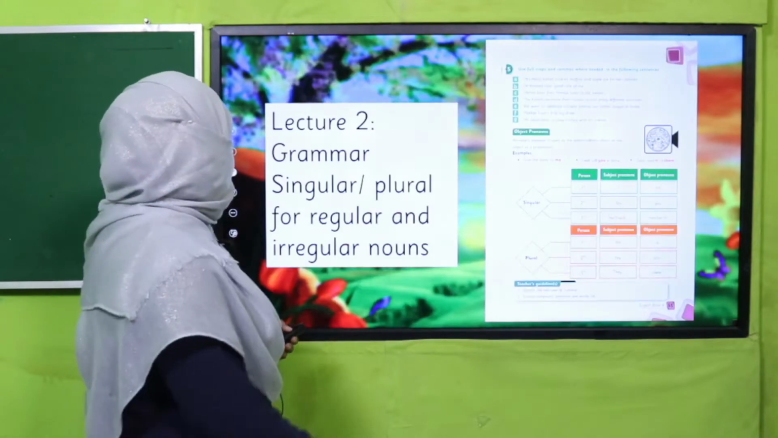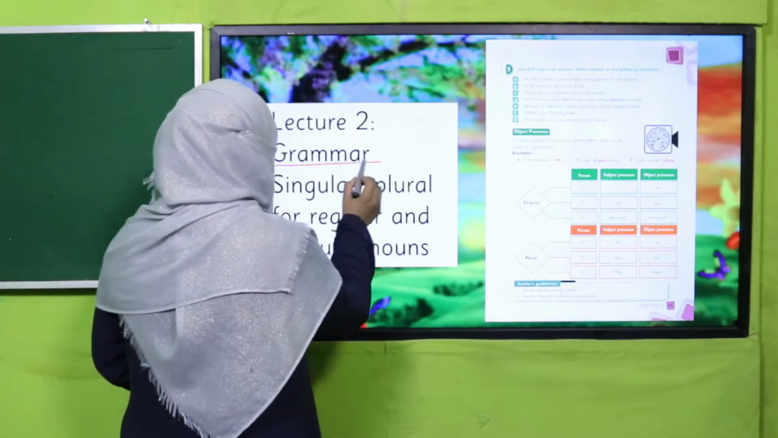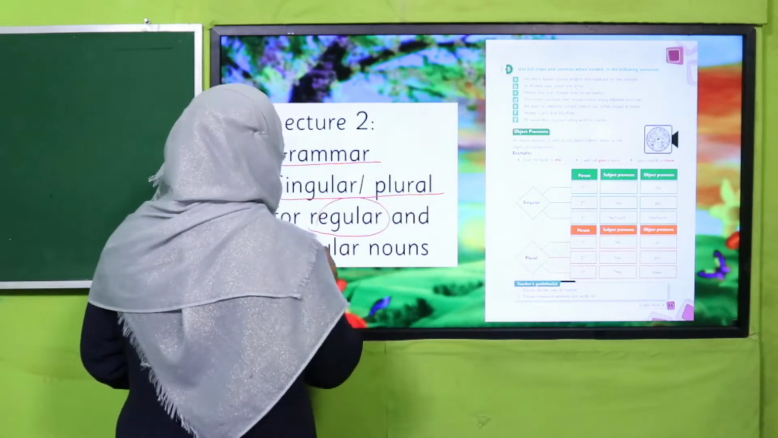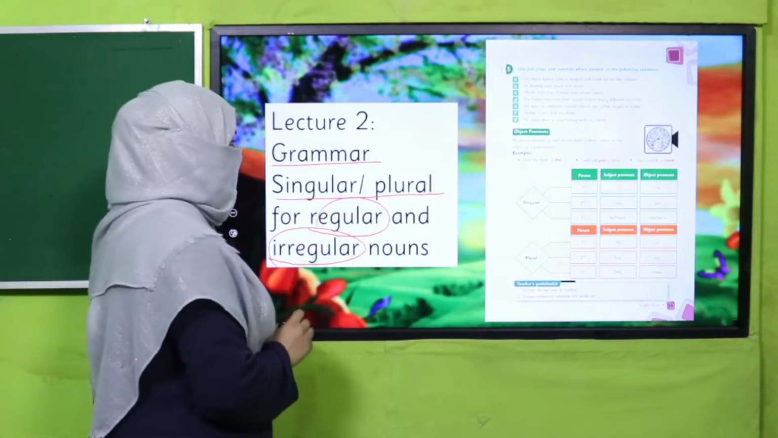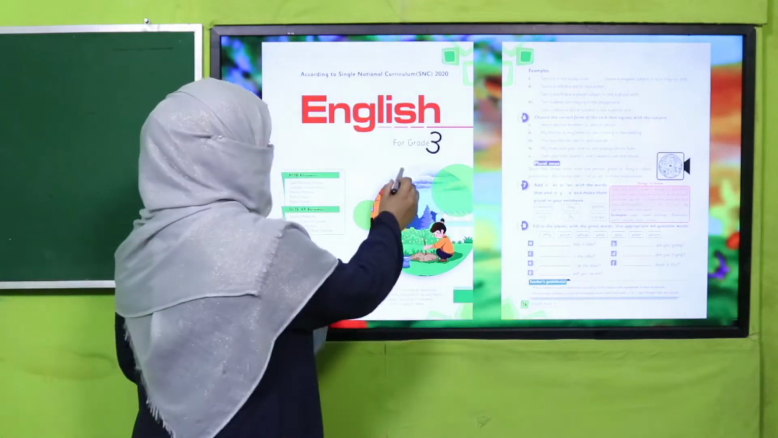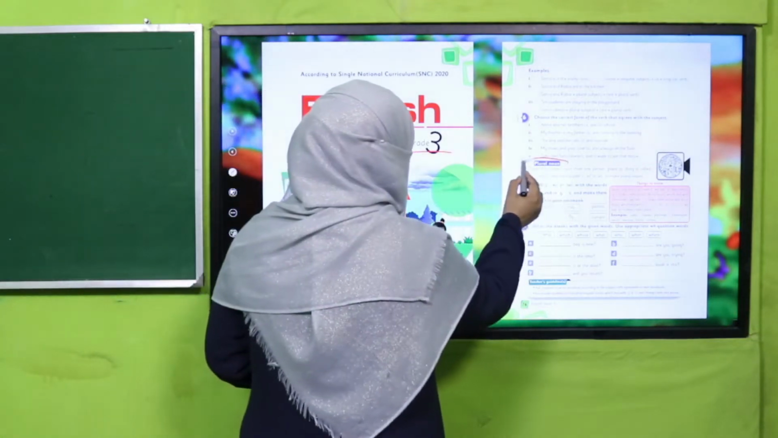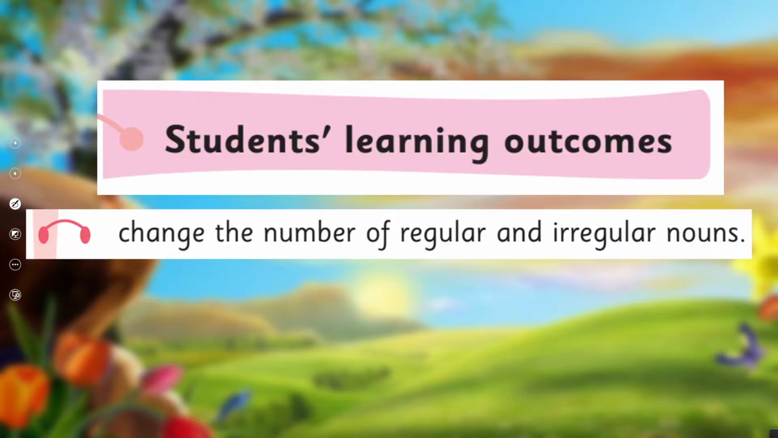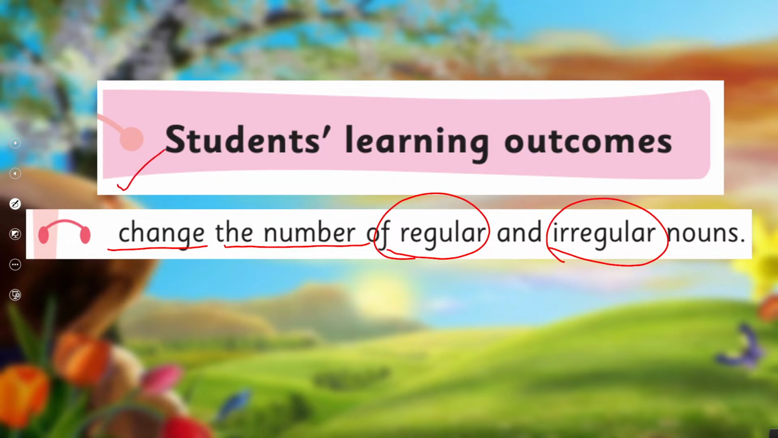Yes, my dear students, today under the title of grammar, we are going to learn about singular and plural for regular and irregular nouns. Before this, in English for grade 3, I have already taught you singular, plural, the concept of plural nouns. I hope you remember. If not, you may watch this video lecture again. And we are going to learn further to change the number of regular and irregular nouns. This is our today's SLO.